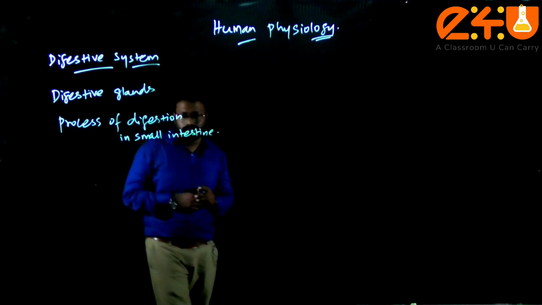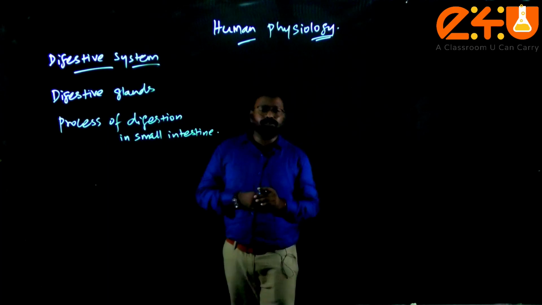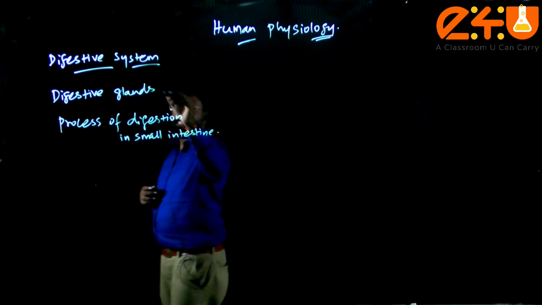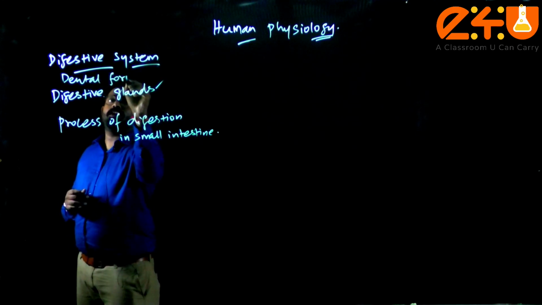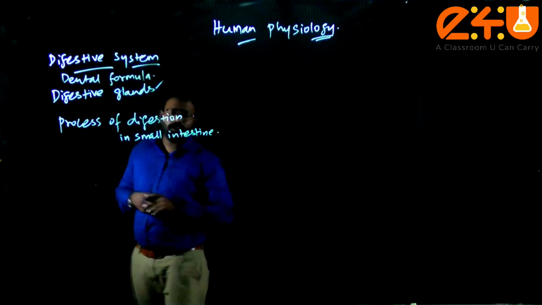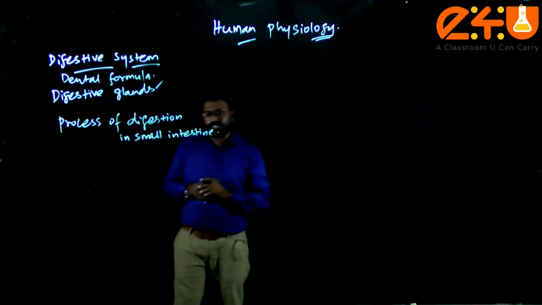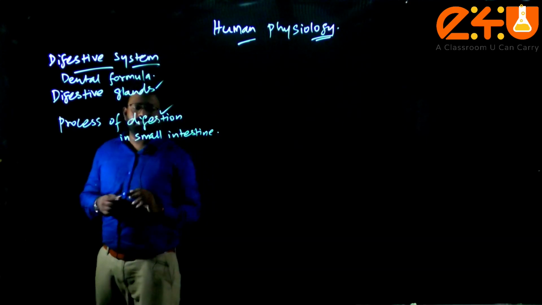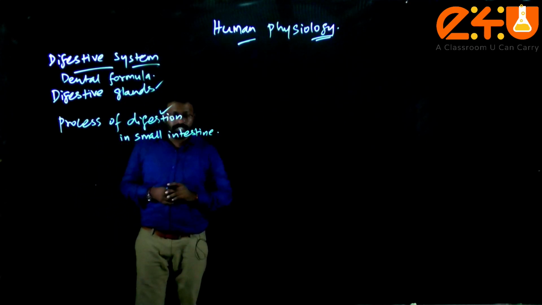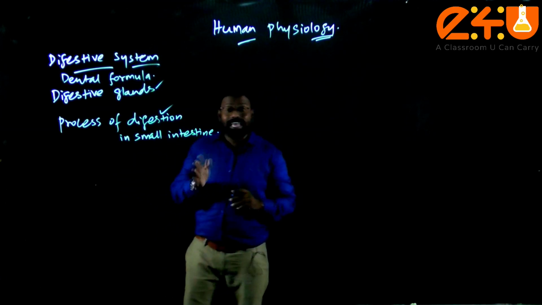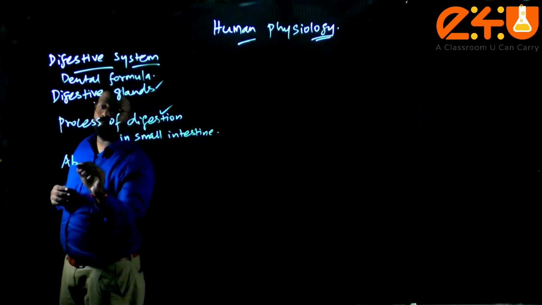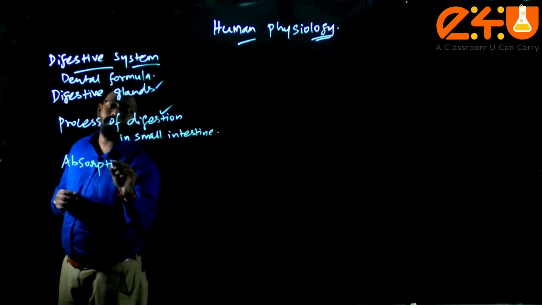Usually the digestive system also includes 3 to 4 MCQs. The digestive system includes digestive glands, then the dental formula of humans, which is much needed to focus on. Dental formula, digestive glands, process of digestion in small intestine. After this, the narrow focus should be given on the area of absorption and assimilation. Almost all the topics are important.